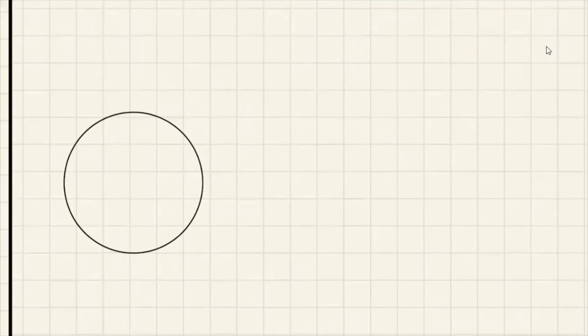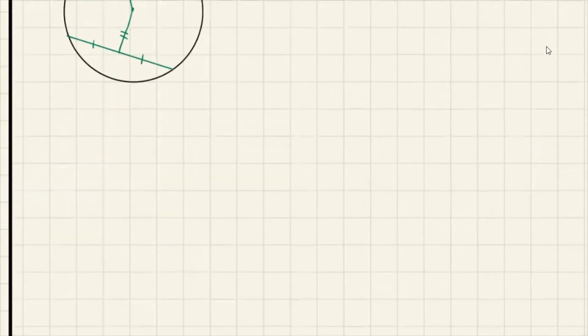The next property is where a chord is, let's say, of 10 centimeters and it's meeting the center like this. Now, if there's another chord of 10 centimeters like this and it's also meeting the center, then I can say that these two chords are of the same length and the distance of the center would also be same. So these all are of same length. Then the next property is of the segments.